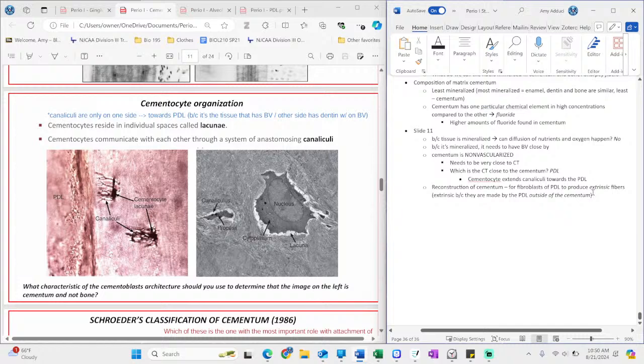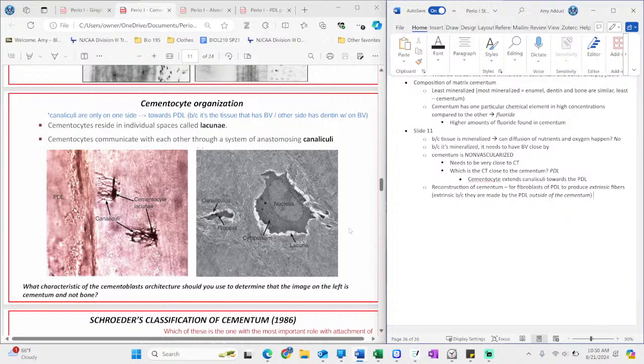So this is your typical cementocyte, and the canaliculi and the filopodia go only in one direction. This is what tells you that this is cementum and not bone. Because if it was bone, the filopodia would go in all directions surrounding the cell. Okay?